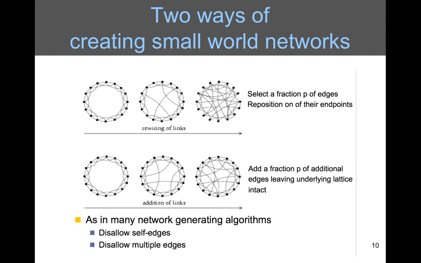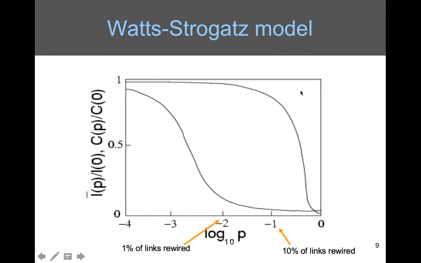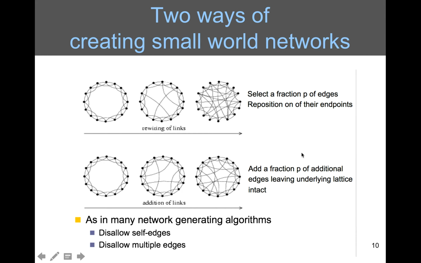rewire edges. That's what is shown here at the top. You select a small fraction p of edges, and remember p needs to be really small, because if it is too large, then you'll come to the other extreme where you'll also destroy the clustering coefficient. So you just want to keep it small, and you reposition one of the endpoints of these edges. The other thing to do is to not rewire any edges, but just add some extra edges. Keep the ring network intact, just add some extra shortcuts, and that will also get you a small world network.